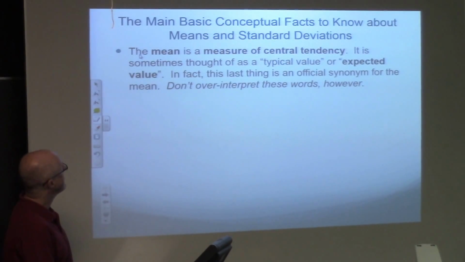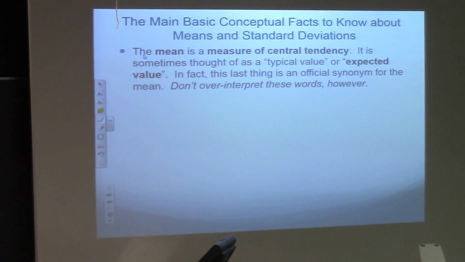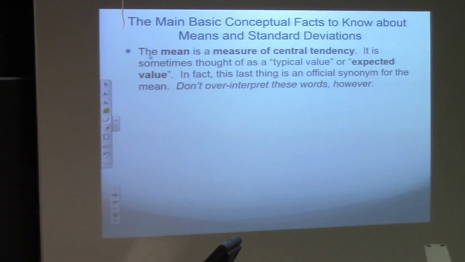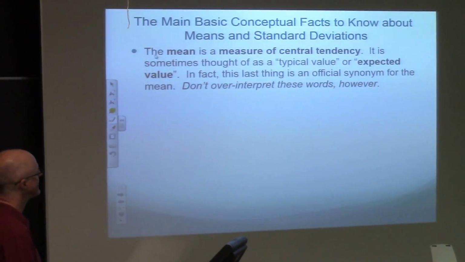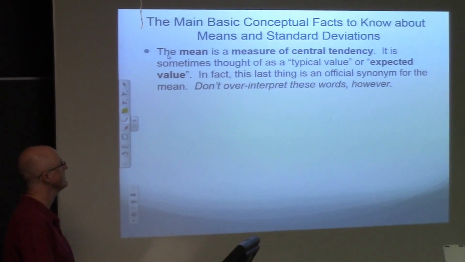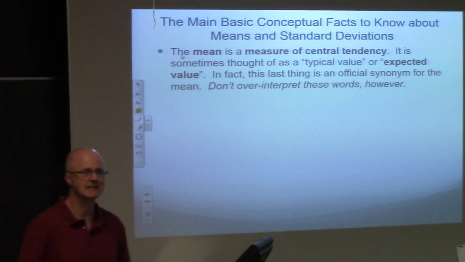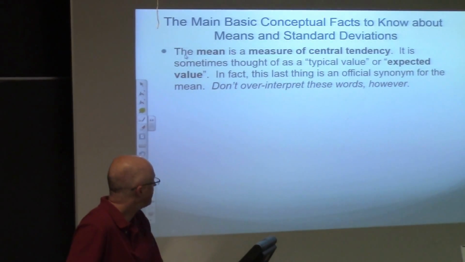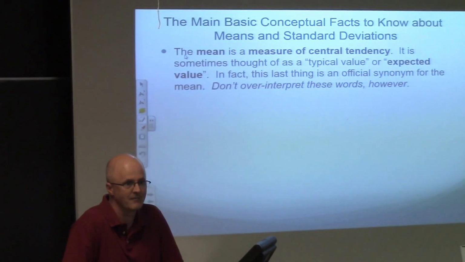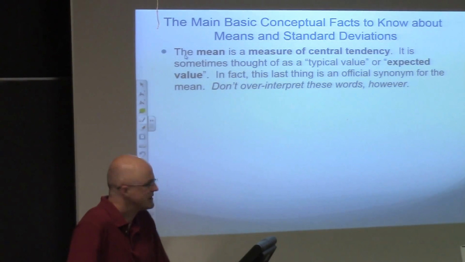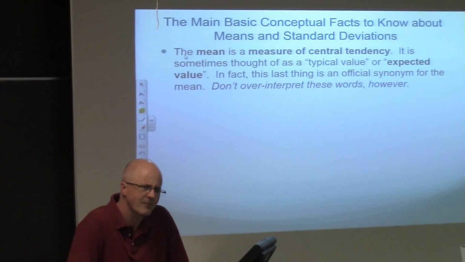The main basic conceptual facts to know about means and standard deviation are these. The mean is a measure of central tendency. It is sometimes thought of as a typical value or expected value. In fact, that last phrase, expected value, is an official synonym for the word mean. Whenever somebody in statistics says expected value, it means the same thing as the mean.